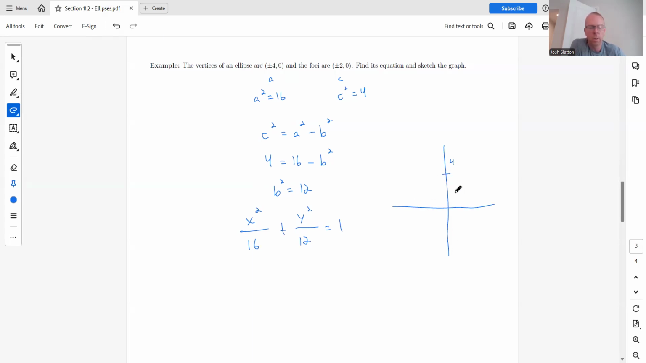This would be a 4. Sorry, that would be the square root 12. Square root 12, negative square root 12, and 4 and negative 4. So this would be elongated. Even if it doesn't look like it in the drawing, it's elongated horizontally like that.